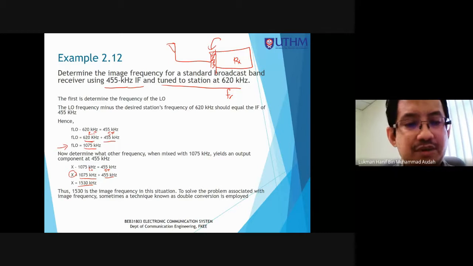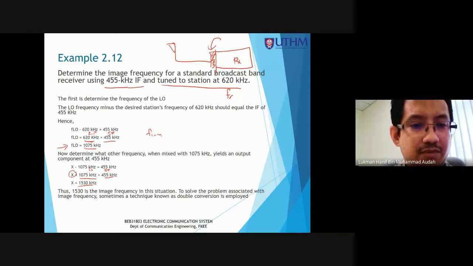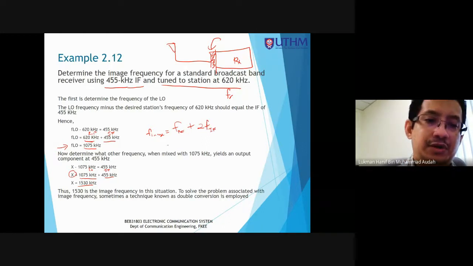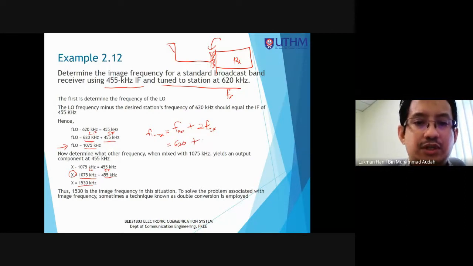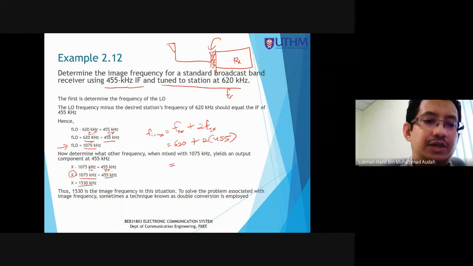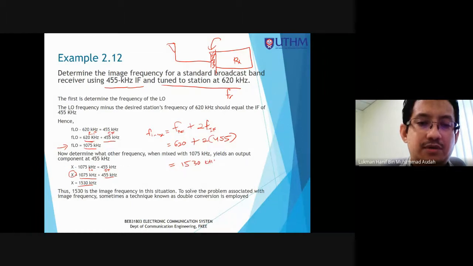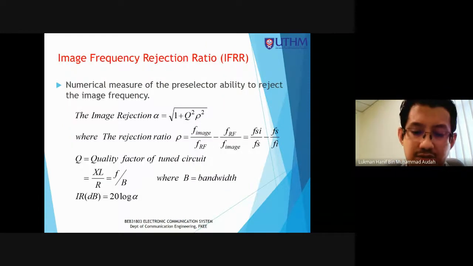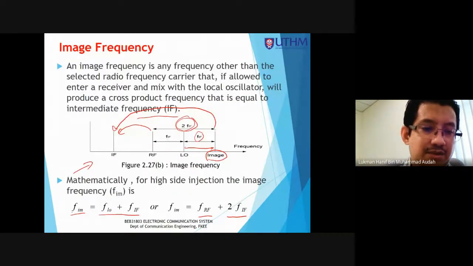Kenapa dia tak guna cara macam ni? F image is equal to FRF plus 2 FIF. Boleh juga. So maknanya 620 plus 2 times 455. So ini akan dapat sama, 1530 kHz. Okay. Tadi ada dua cara. Yang pertama tadi ditunjuk cara yang ini.